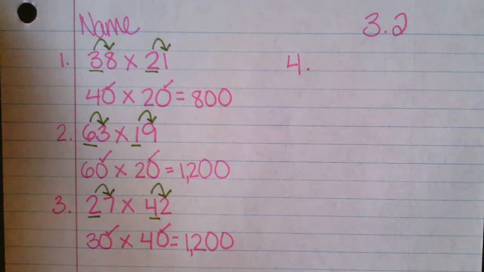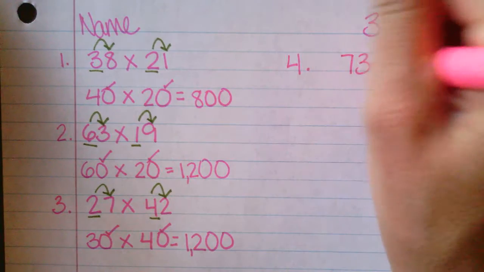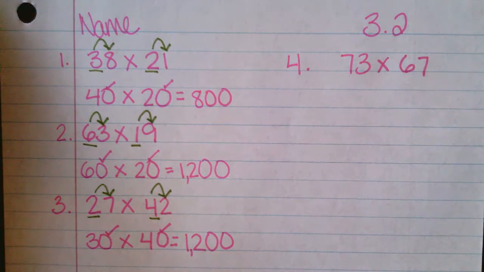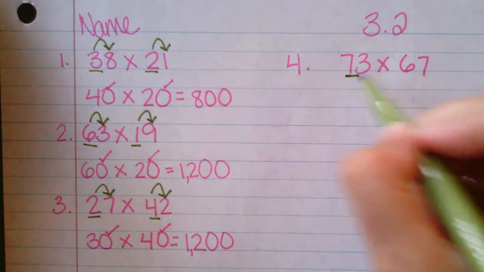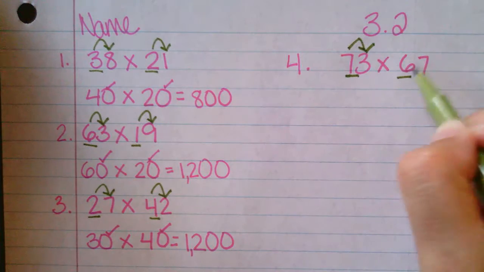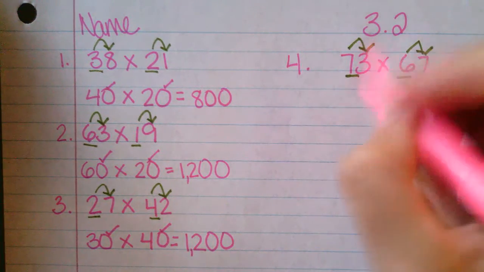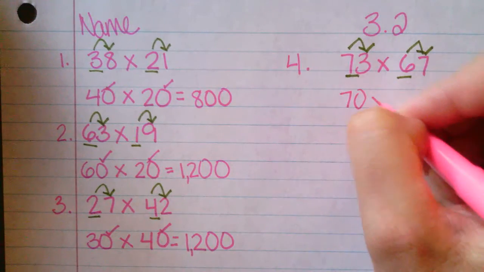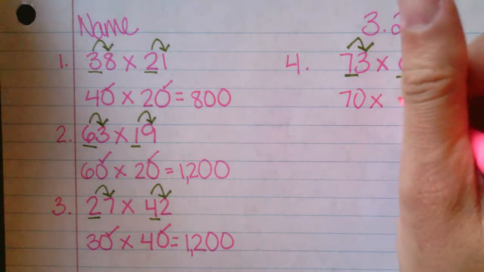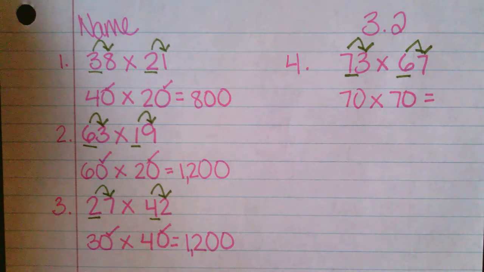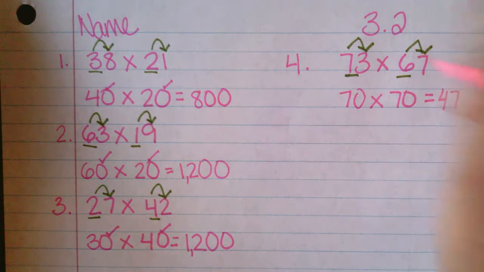Let's try out number 4. 4 is 73 times 67. Looking at that largest place value and look over to the ones. 73 does round down to 70. 67 rounds up to 70. Our basic math fact, 7 times 7 equals 49. And 2 zeros.